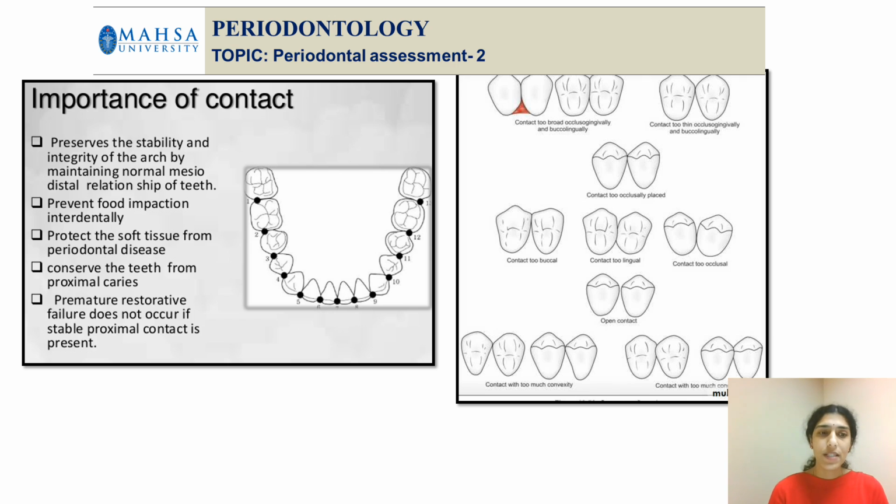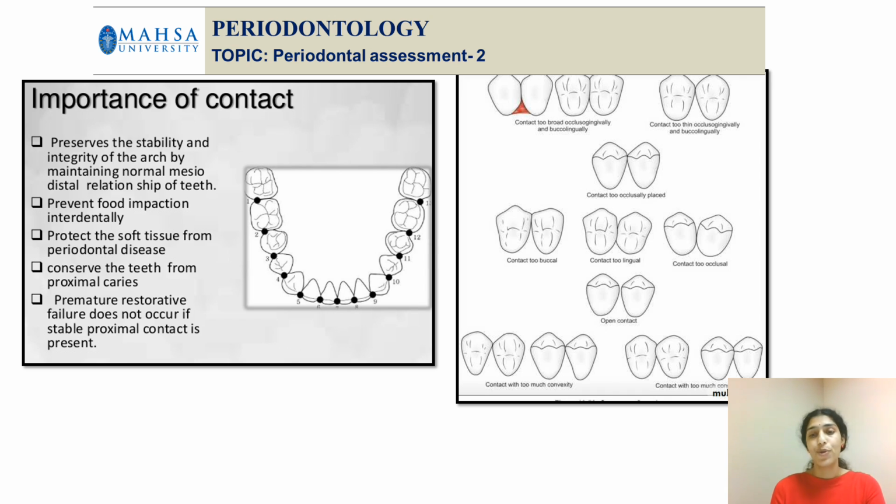It also conserves the teeth from proximal caries. Even proximal plaque and proximal food impaction can lead to caries formation, right? That can be avoided. And premature restorative failure does not occur if a stable contact is present. When you are restoring teeth with proximal restorations, and you give a proper, nice contact there, then failure of the restoration usually does not happen. So all these are the important functions of having a good proximal contact. The importance of it cannot be underestimated.